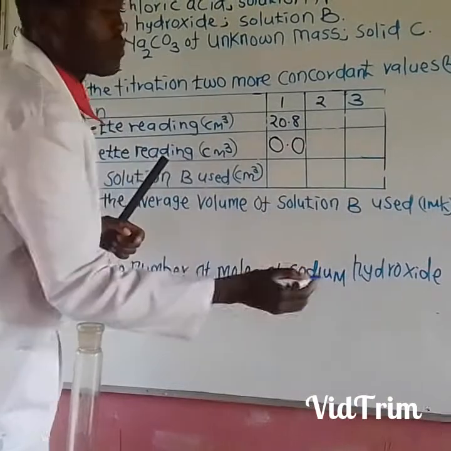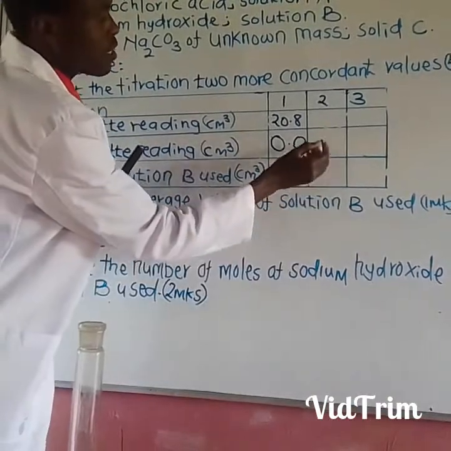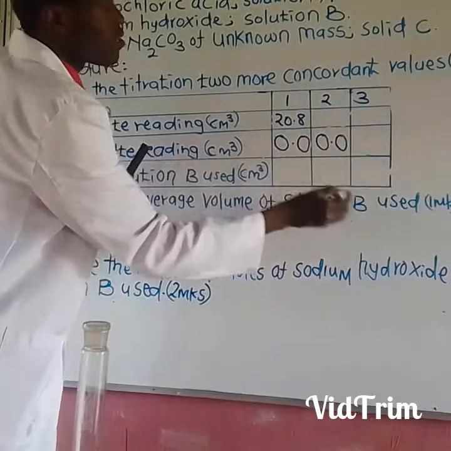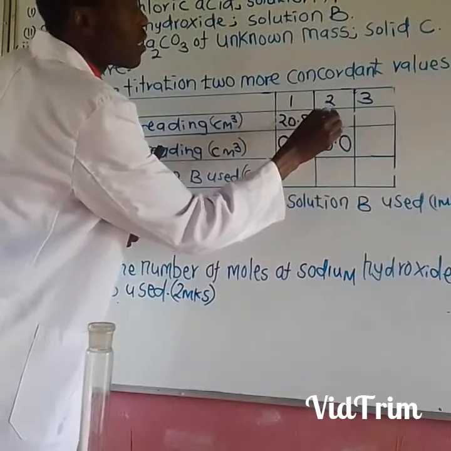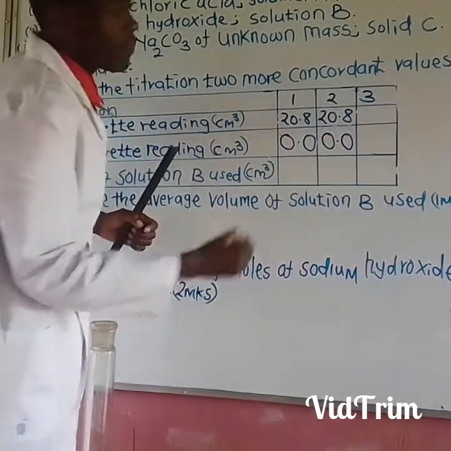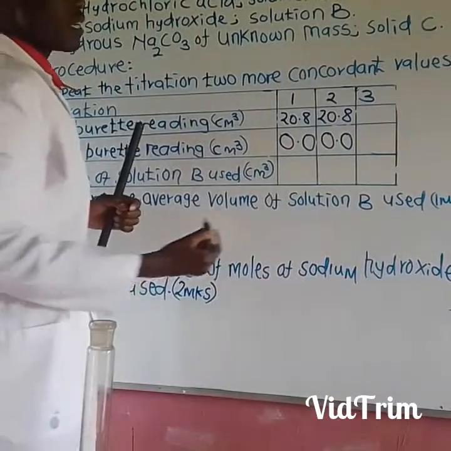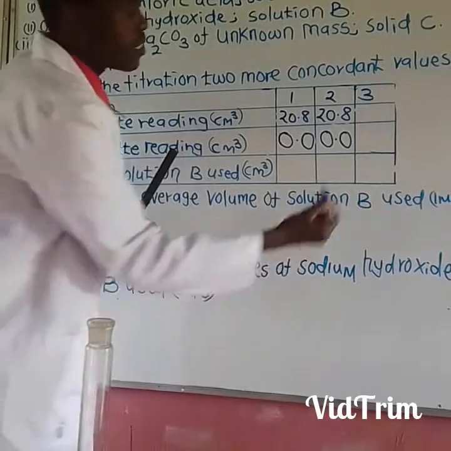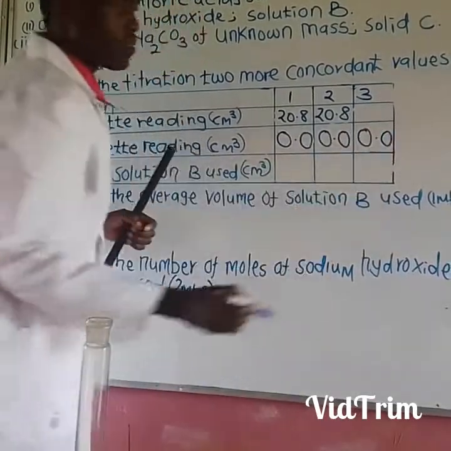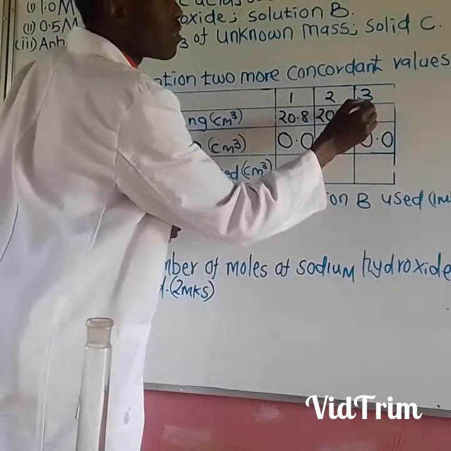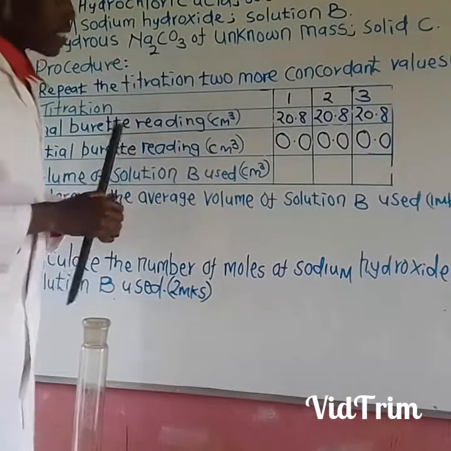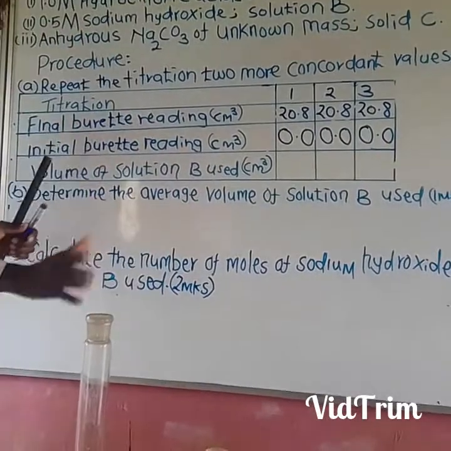So you fill the burette for the second iteration so that you also start at 0.0. So if you are very keen, you will also get 20.8. Is it okay? And if you also carry out the third iteration carefully, you start at 0, then you will get 20.8. Is it okay? This is for consistency reasons.